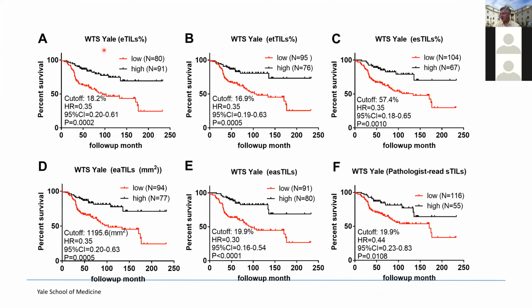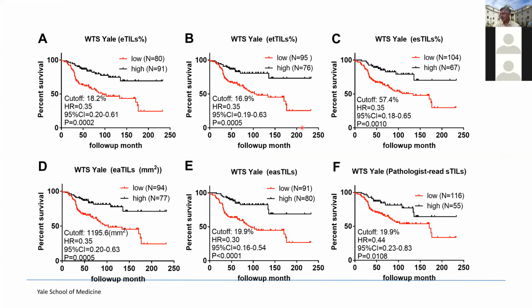The training sets for various variables, we had eTIL percent, eTIL total, ES-TIL, which is stromal TILs. The one that's most similar to pathologist read TILs is called EAS-TILs, which is very similar to when we had our Yale pathologists read it. And that's based on the area covered by the TIL, by the lymphocytes themselves, divided by the total area of the stroma. And you can see the similarity here.